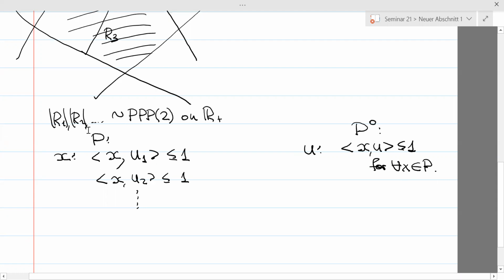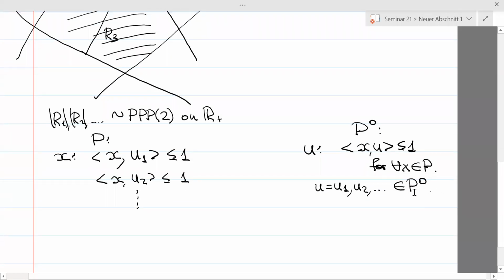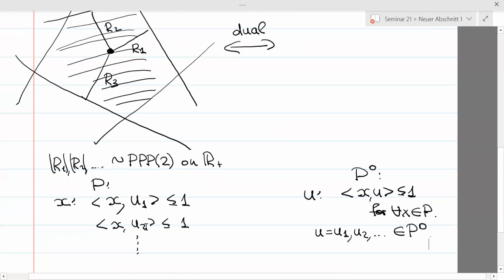So if the polytope P is given by such inequalities, then the dual polytope P prime is the set of inequalities which are satisfied by the polytope P. For example, I can take u equals u1, and clearly this inequality is satisfied by all points of the polytope. Or I can take u equals u2, and so on. So clearly these points belong to the dual. And moreover, any inequality which is satisfied by all points of P can be written as a convex combination of these ones. So the dual polytope is just the convex hull of these u's.